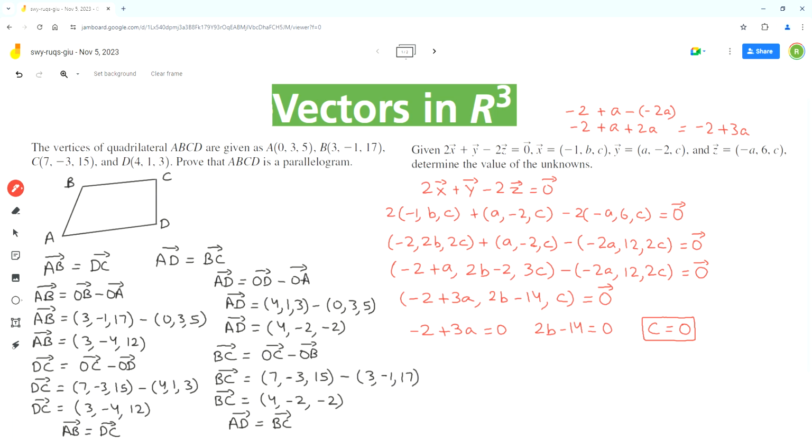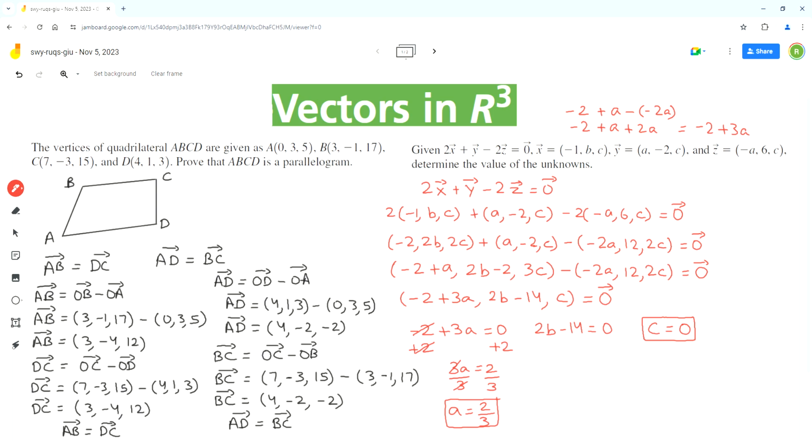Now we can solve for a and b. So we can start with our first equation. We have to isolate a. So we should add 2 to both sides. The 2's on the left side get cancelled out. Now we can divide both sides by 3. So a is equal to 2 over 3. So this should be the final answer for the value of a.